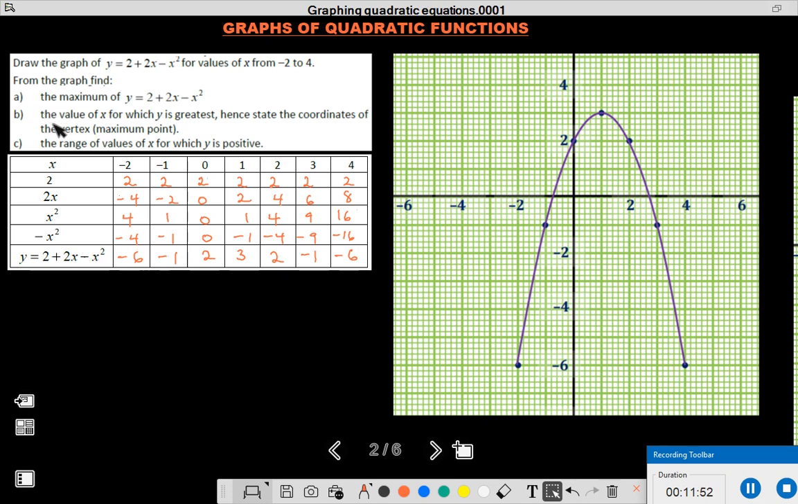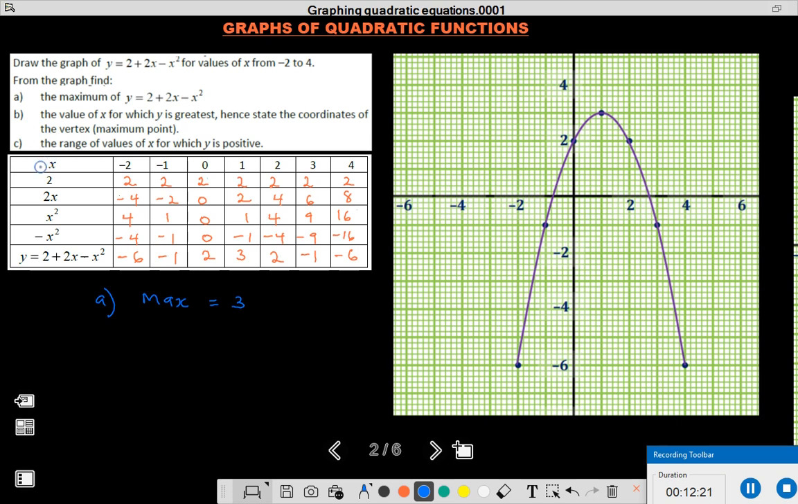Let us answer the first part here. The first part says, find the maximum of this function. The maximum is this point here, of y equal to. Because this is the maximum point, you can see that this one is 3. So the maximum of our function is 3.